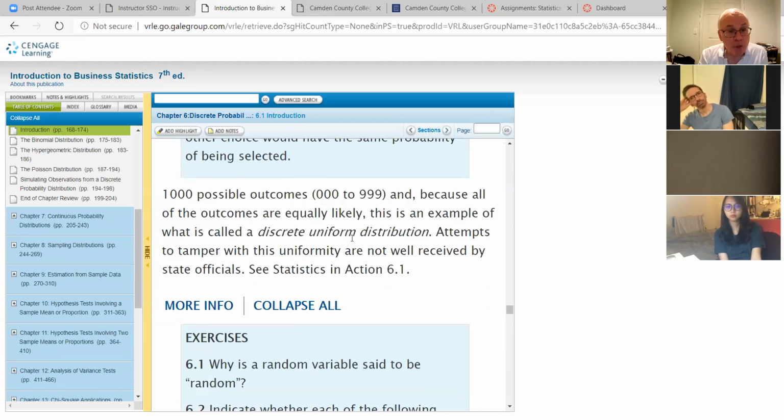A discrete uniform distribution means what? All the outcomes are equally likely. That's what it means. So if we think about all the outcomes and we want to know the expected value, this is the one case where we can do the simple average of the values and come up with the expected amount, because all the probabilities are the same.